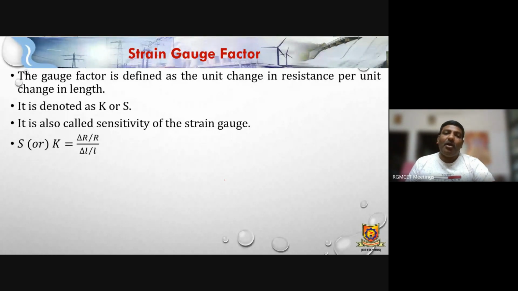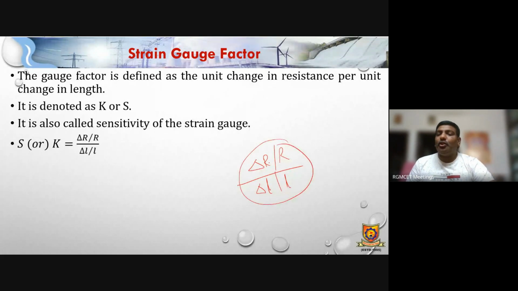So delta R by R divided by delta L by L, the ratio of change in resistance to resistance and change in length to length. So these parameters are going to be changed. R equals rho L by A, where rho is the resistivity of the material.